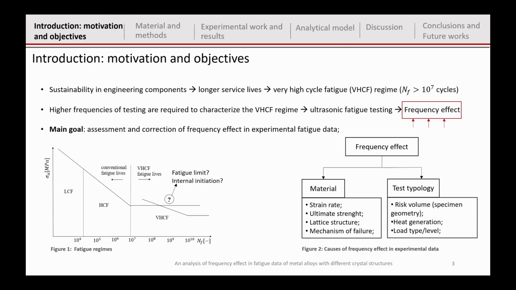During the last decades, sustainability in engineering structures became a concern of our society. When we think about sustainability, we think about structures with longer service lives. Because of that, it's important to analyze and assess the fatigue behavior of materials for higher numbers of cycles. And when we speak about higher numbers of cycles, we speak about the region of very high cycle fatigue regime, as you can see here in figure 1, where we have lives higher than 10 millions of cycles.